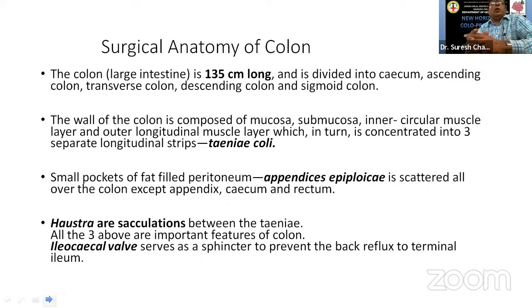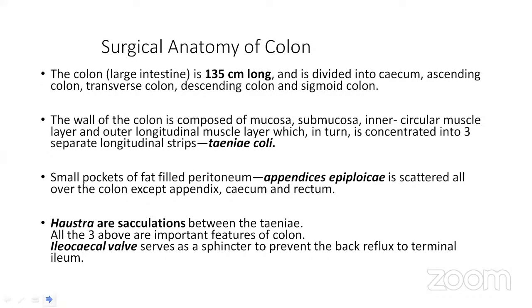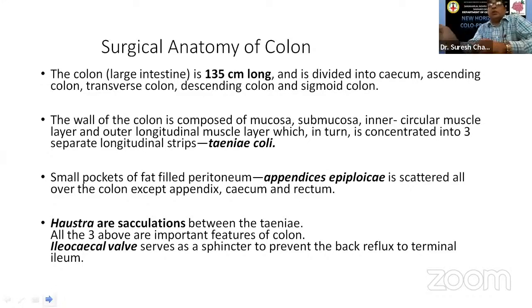The wall of the colon is composed of 4 layers: mucosa, submucosa, muscularis propria, otherwise called muscularis externa, with an inner circular muscle layer and an outer longitudinal muscle layer, and there is a serosa, that is visceral peritoneum, and the outer longitudinal muscle is concentrated in 3 separate longitudinal strips, which are called taenia coli. So taenia coli, appendices epiploicae, and haustra form the characteristic features of the large colon. But if you see the rectum, you will not have haustra, appendices epiploicae, or taenia coli. The ileocecal valve serves as a sphincter to prevent back reflux to the terminal ileum.